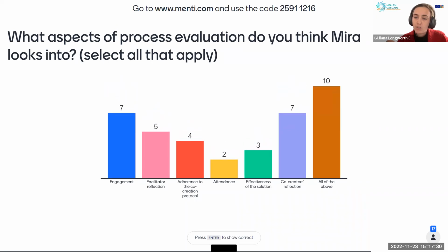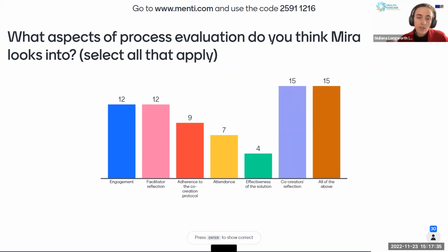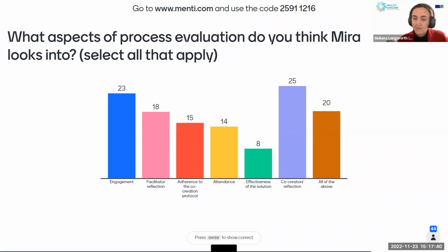Engagement is coming up a lot, co-creators' reflections, facilitator reflection, all. At the moment, the highest are engagement and co-creators' reflection. So I'll give you a few extra seconds. Okay, 60 answers. So I'll ask Mira, is it what you're focusing on? Is it reflecting your process evaluation?